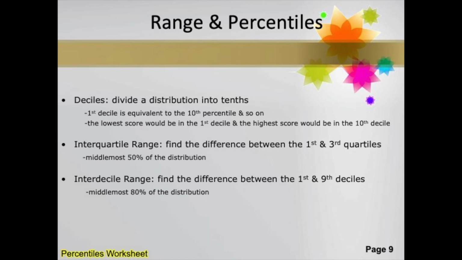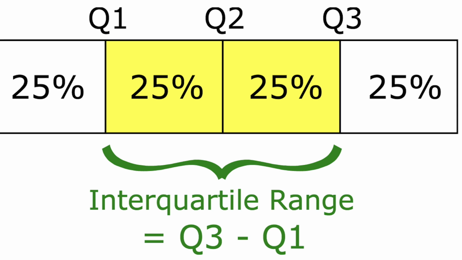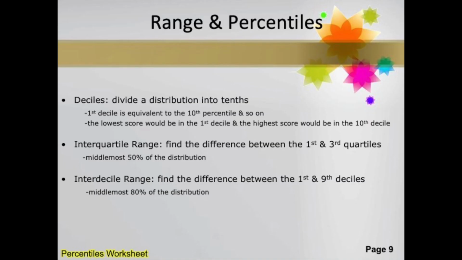We could divide our curve up like that, and then that, of course, has its own term. If we block off the middlemost 50% of the distribution, take the highest score in that middlemost 50% and the lowest score in that middlemost 50%, and subtract those two scores, the value that results is going to be our interquartile range.